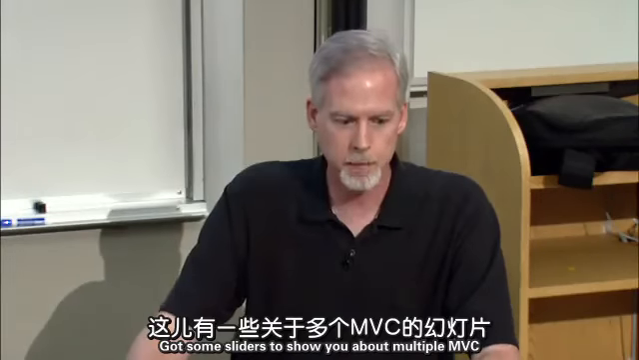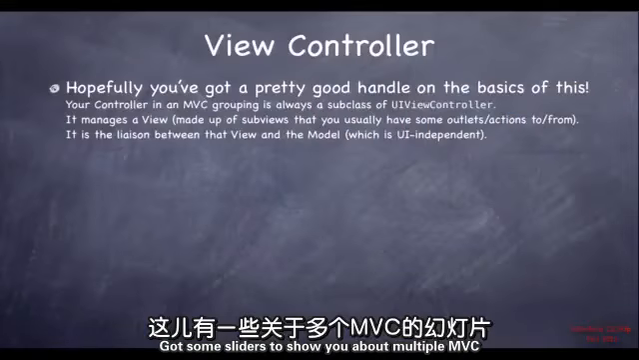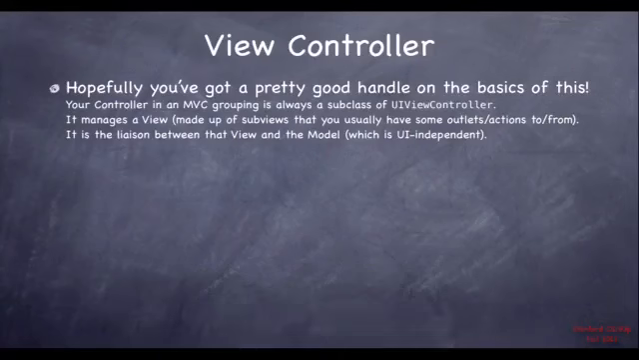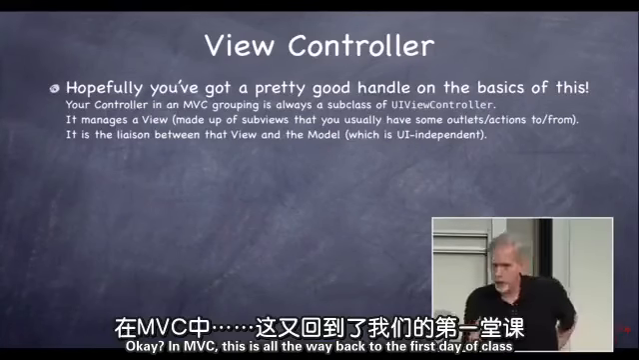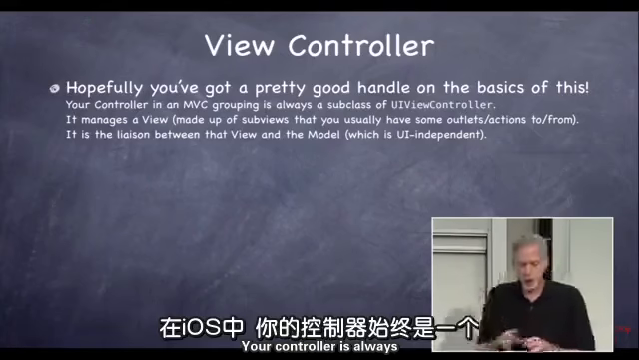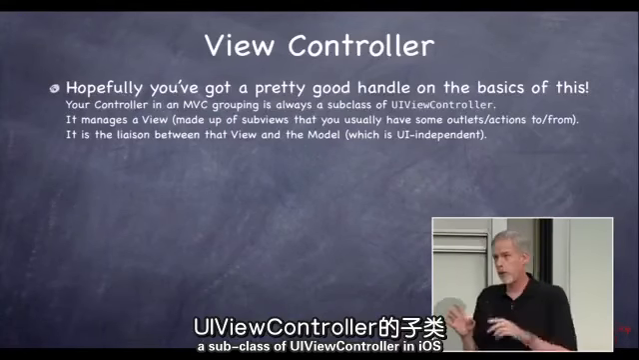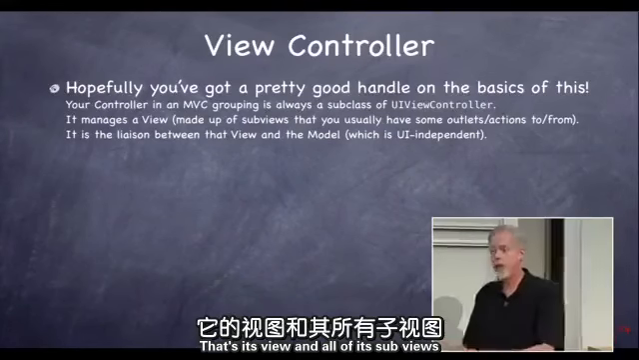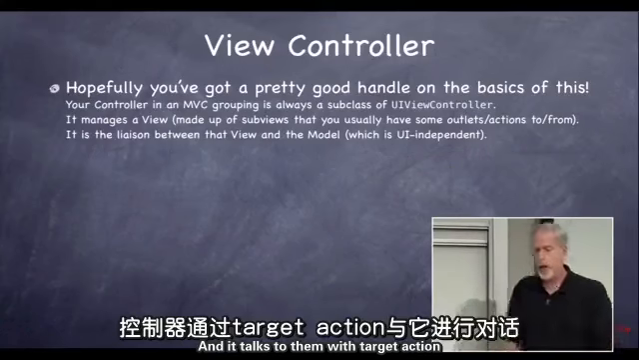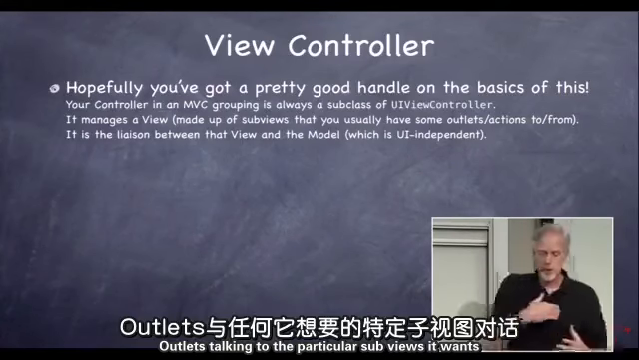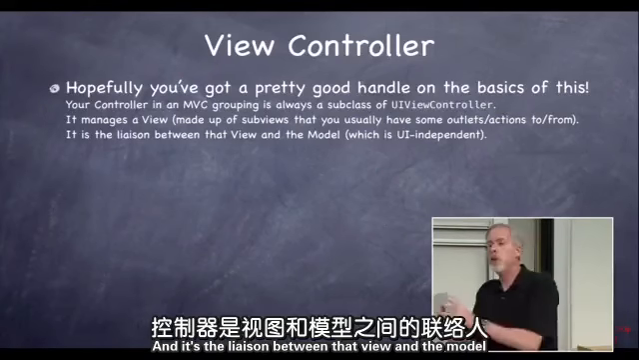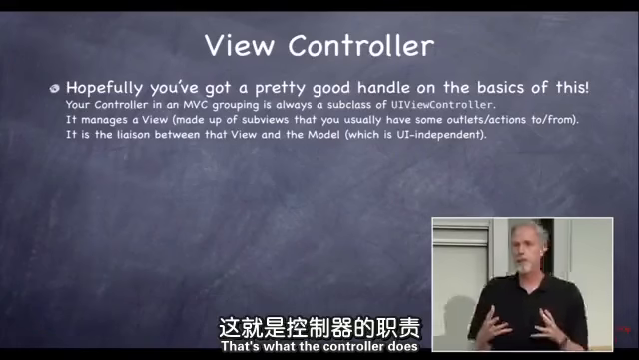Got some slides to show you about multiple MVCs. All right, so view controllers. Hopefully you guys have a really good feel now for view controllers. Your controller in an MVC, this is all the way back to the first day of class, is always a subclass of UIViewController in iOS. It manages a view. That's its view and all of its subviews, right? That's its minions. And it talks to them with target action and outlets talking to the particular subviews it wants. And it's the liaison between that view and the model. That's what the controller does, right?